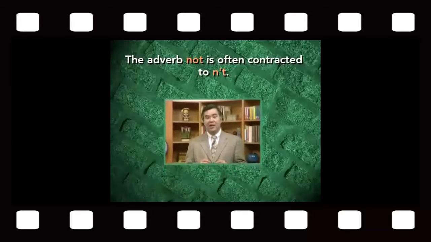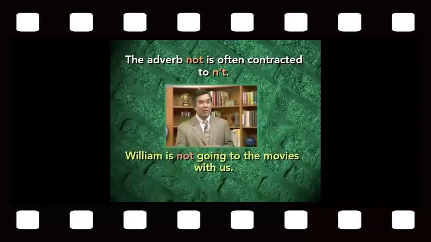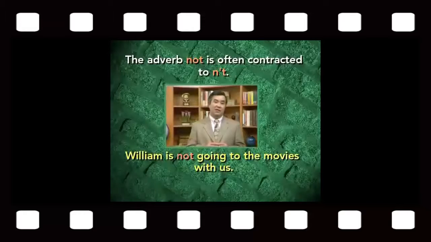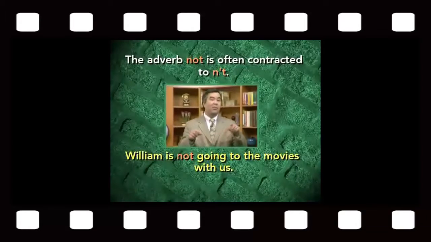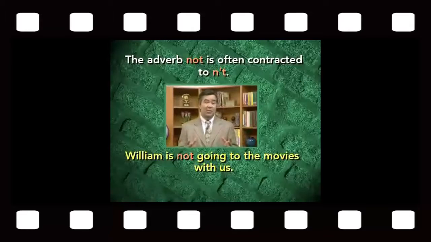So for example, look at these two sentences. William is not going to the movies with us. Here, the adverb not appears in the middle of the verb phrase is going. Remember that the adverb not isn't part of the verb phrase, even though it interrupts it. The verb phrase in this sentence is is going. Not is an adverb, which in this case interrupts the verb phrase or appears in the middle of it and changes its meaning to a negative.